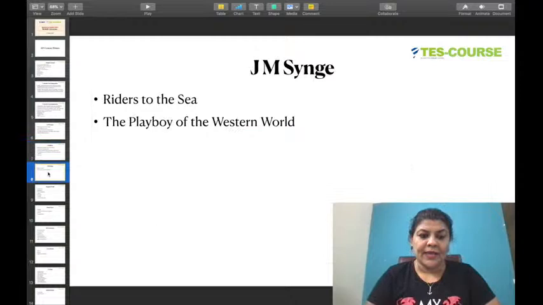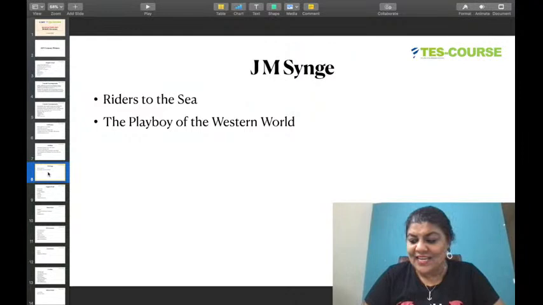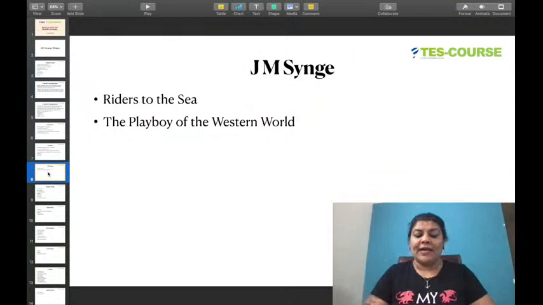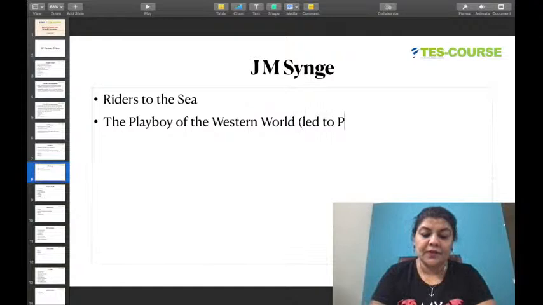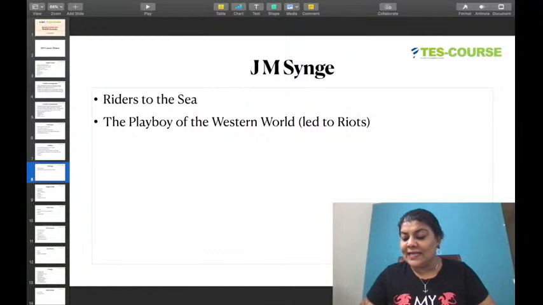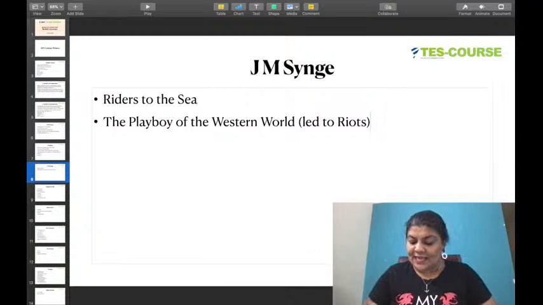Then J.M. Synge wrote many important plays: Riders to the Sea, The Playboy of the Western World. The Playboy of the Western World depicted Irish people as negative. So it led to the Playboy riots, because during the time of Irish nationalism, this play depicted Irish people as a negative stereotype. Okay, guys? Very good answers and points.